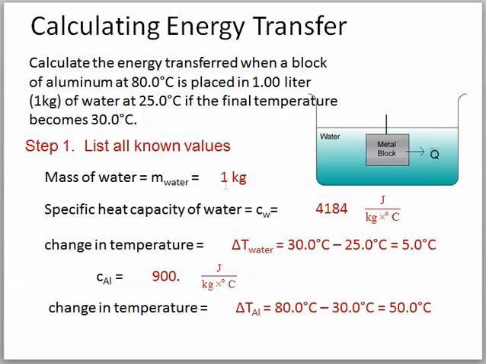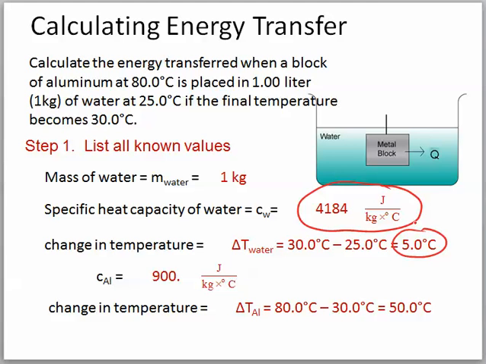We know that the mass is 1 kilogram. That's important. We have to know the mass. They want us to know the specific heat capacity. Well, right now we're giving it to you for the first time. Some of you from physics will remember this, but the specific heat capacity of water is 4,184 joules per kilogram degree Celsius. Change in temperature. Well, in this problem, we're going to take the water from 25 degrees to 30 degrees. So the change in temperature here is 5 degrees Celsius.